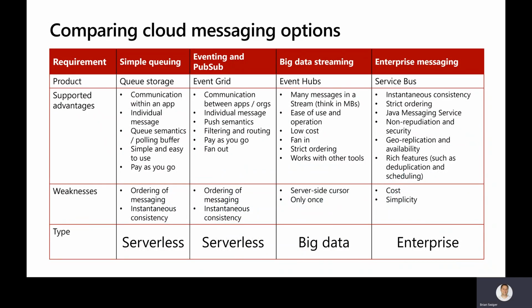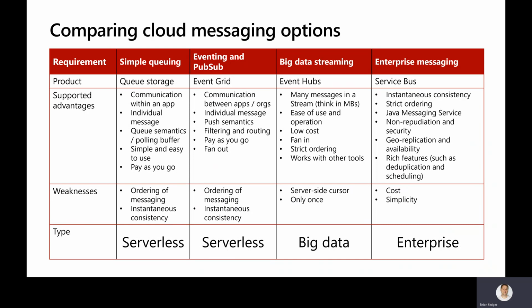So comparing the cloud messaging options, you really need to understand, again, the difference between the various services in terms of event grid, event hubs, service bus, and queue storage. Here are some of the various advantages and weaknesses across those and the different types. So really understanding, again, first in, first out. If I would ask you, I need a queue that's first in, first out, no duplicates, we would look at service bus. We wouldn't look at event grid, or we wouldn't look at queue storage as an example.